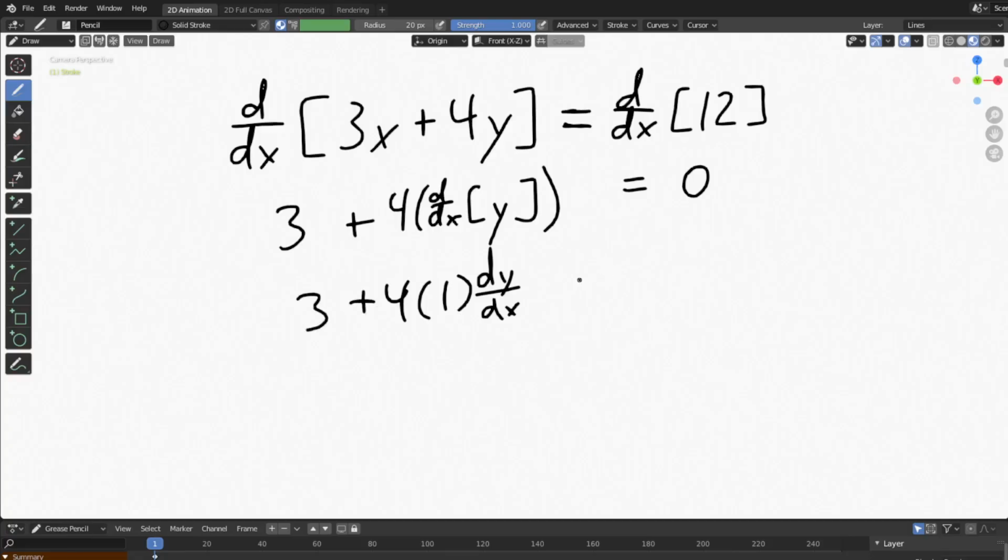So we have this, and now what we have to do to find the derivative is to solve for dy dx. So obviously we're just going to put dy dx. I'm just doing some algebra in my head because I don't feel like writing all of that out. Negative 3 over 4. That's the derivative for this function.